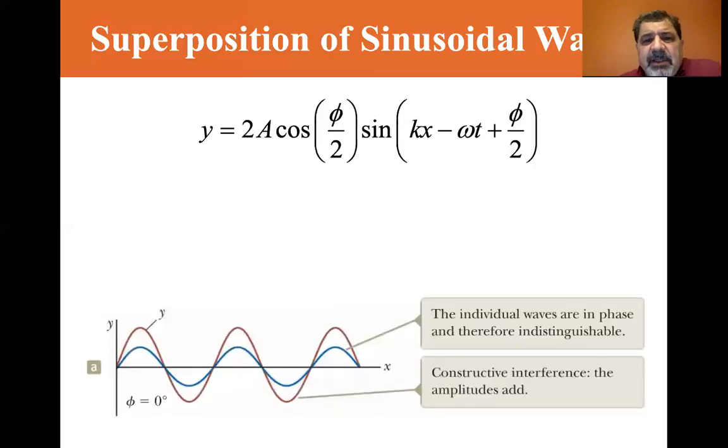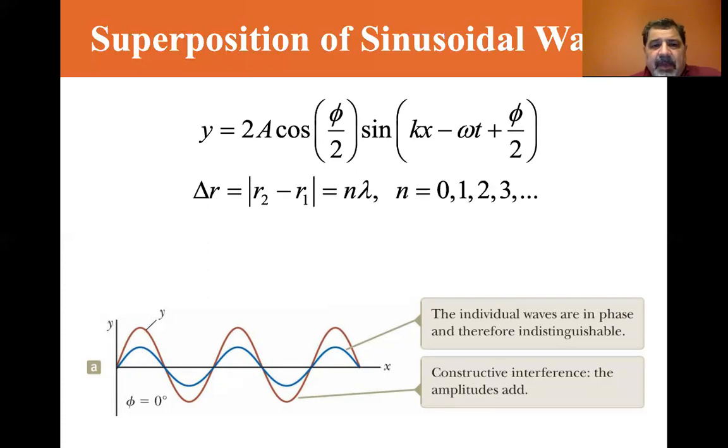Now this lets us know that the resultant wave function is sinusoidal and has the same frequency and wavelength as the individual waves. The resultant wave function, the sine function, incorporates the same values of k and omega that appear in the original waveforms. The amplitude of the resultant wave is 2a cosine phi over 2, and the phase constant is phi over 2.